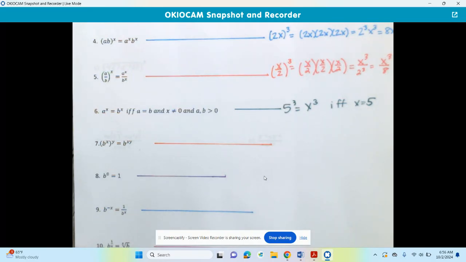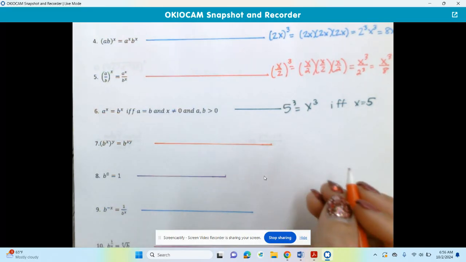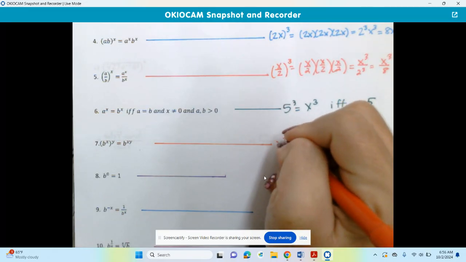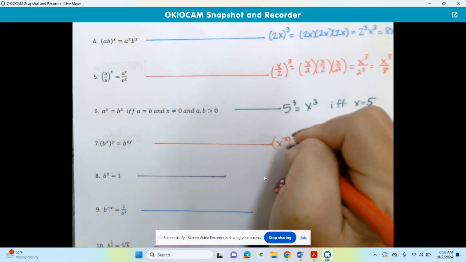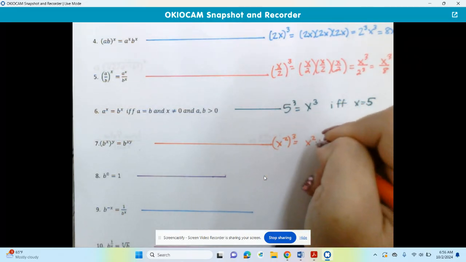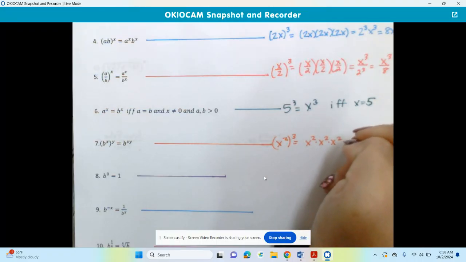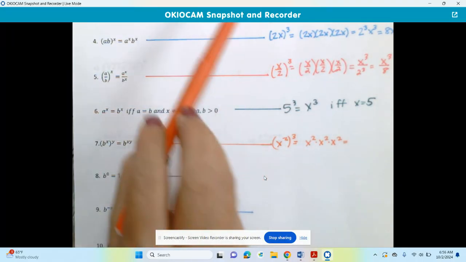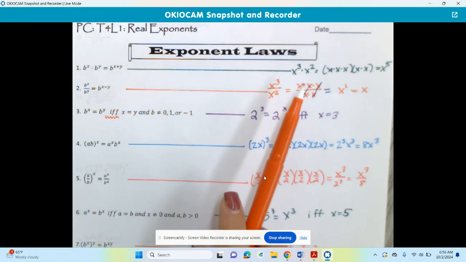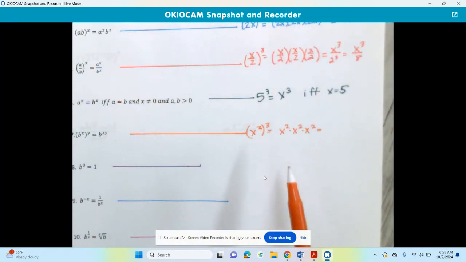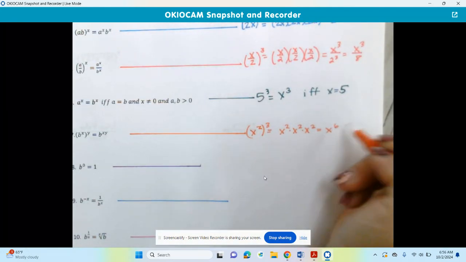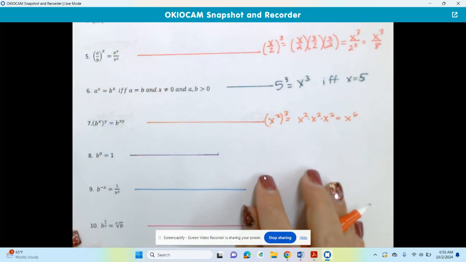And remember, power to a power, our general rule is just to multiply those. So let's see why that works. X squared to the third is the same thing as x squared times x squared times x squared. Back up where we're multiplying, we add our exponents, right? So 2 plus 2 plus 2 is 6, or the shortcut is just 2 times 3 is 6.